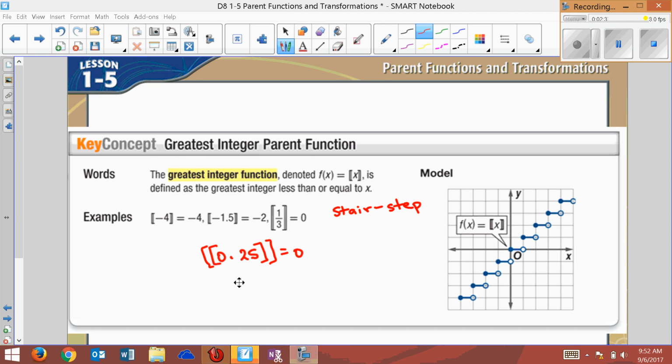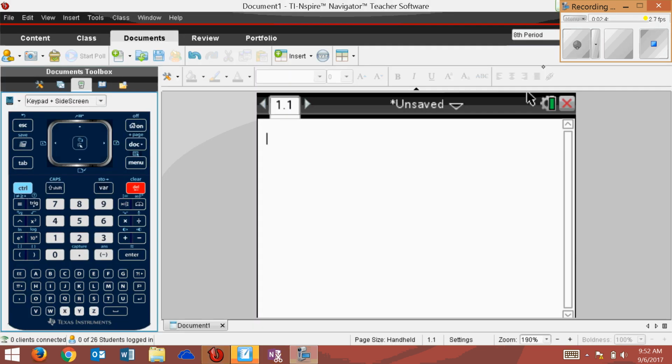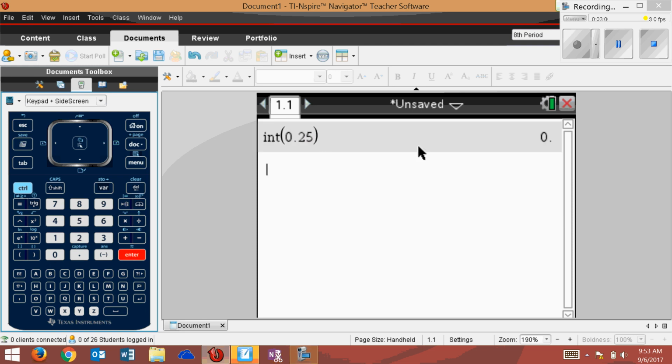The way we'll type this in the calculator is just do int, and then you type in 0.25, and I believe that would give you 0. Let me flip over and try. So if we type in int, and then use parentheses and say 0.25 or any decimal for that matter, it cuts off the decimal, yep, and it gives you 0. So that's how you do it in the calculator.